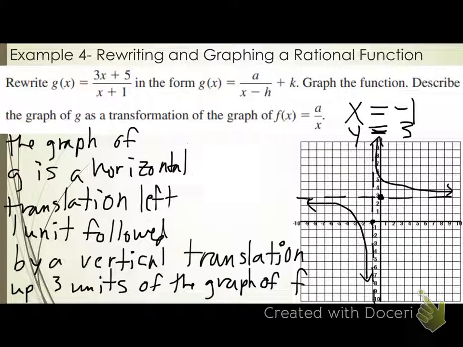Any questions on that? What about that 2? That just affected how far it's coming out from the branches, like the curve. But we're not going to worry about that. We're just going to worry about the translations. That's a good question, though.